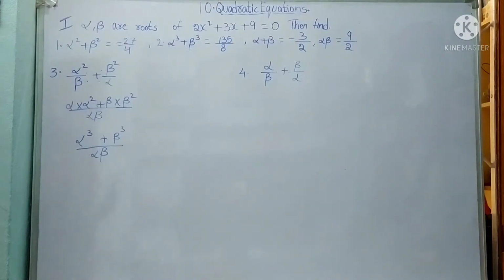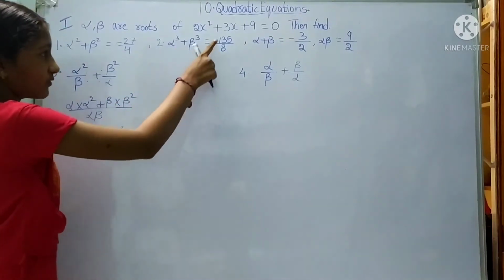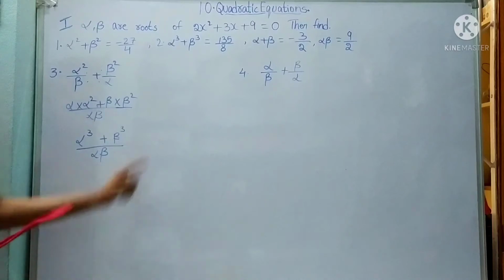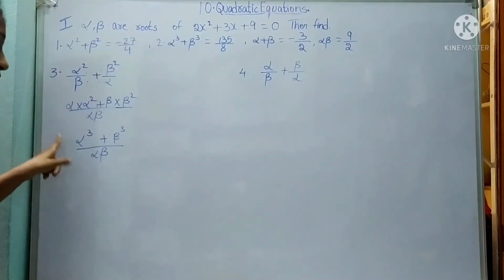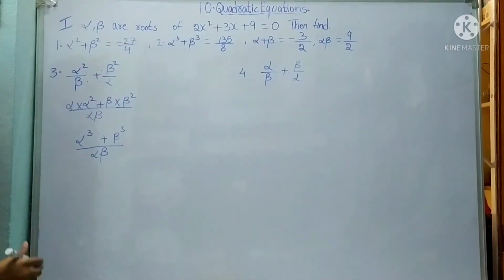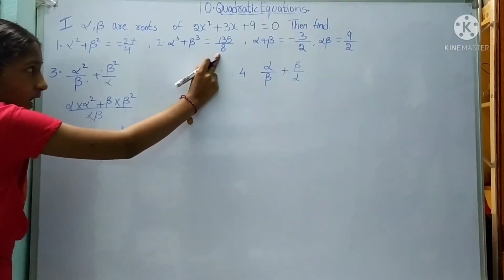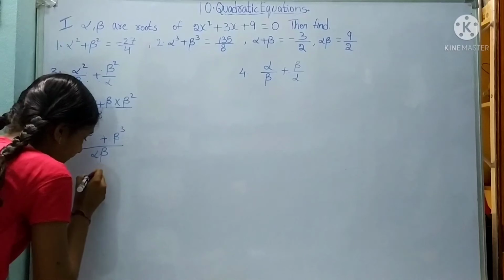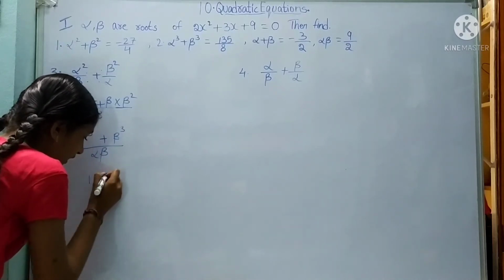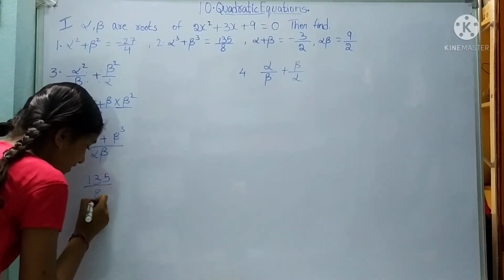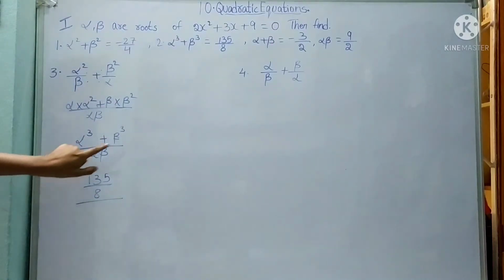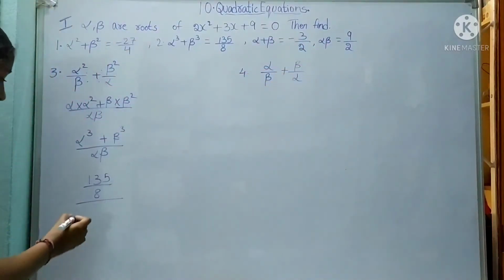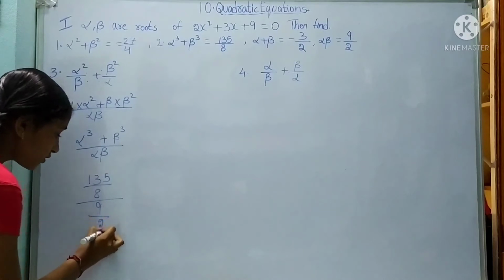Now what is alpha cube plus beta cube? How to solve it? Alpha cube plus beta cube is 135 by 8. So substitute the values in the place of alpha cube plus beta cube. Alpha cube plus beta cube is 135 by 8, divided by alpha beta, which is 9 by 2. So 135 by 8 by 9 by 2.